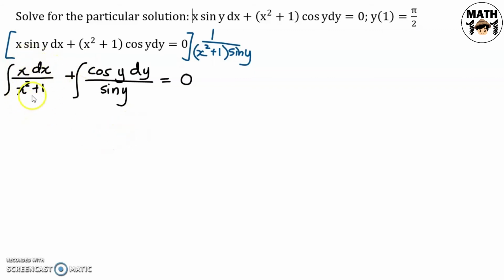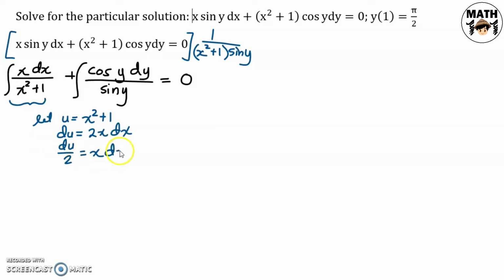Looking at this term, we can notice na kapag kinuha natin yung derivative nito, makapagpalabas tayo ng x dx. So, let's use substitution for the first term, letting the denominator be equal to x squared plus 1, so u equals x squared plus 1. So, getting the derivative of both sides, we have du that is equal to 2x dx. So, solving for x dx, we have du over 2. So, that is equal to x dx. Palit natin to for the first term.